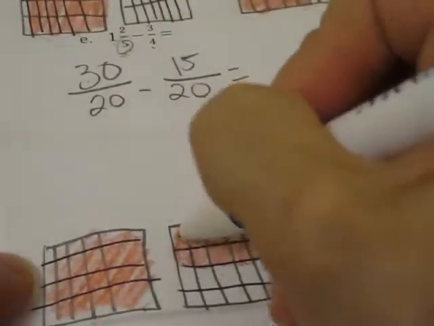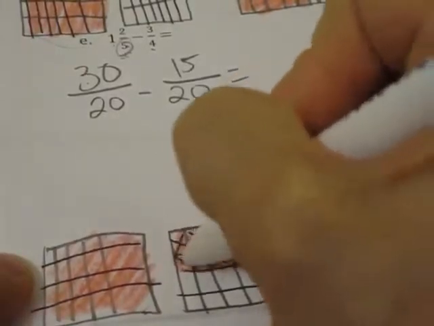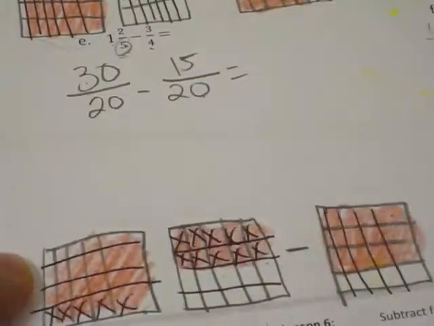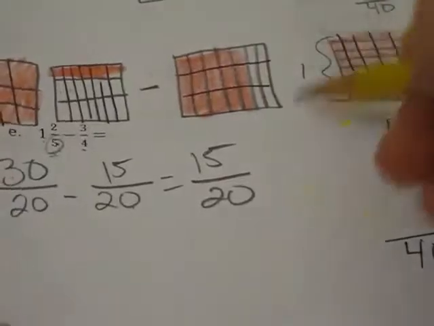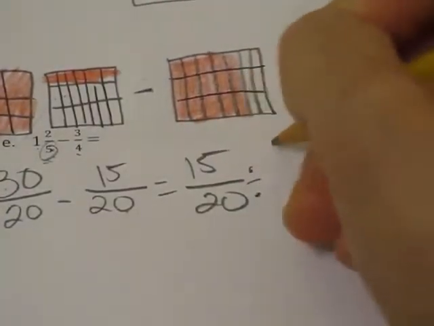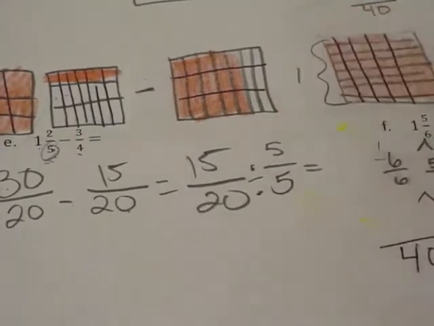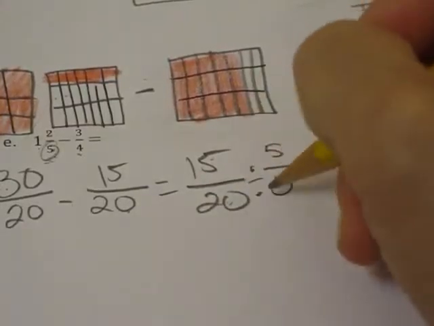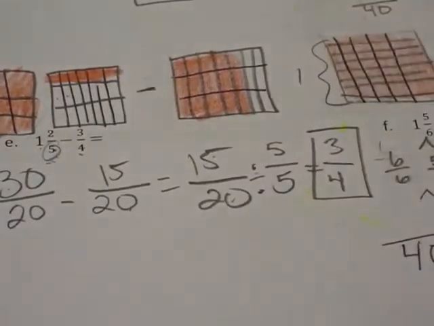I can go ahead and cross them out, or I can just do it this way. But 1, 2, 3, 4, 5, 6, 7, 8, 9, 10, 11, 12, 13, 14, 15, which leaves me with 15 20ths. Well, I know 15 and 20 are both divisible by 5. And 5 over 5 equals 1, so I'm just dividing it technically by 1. 15 divided by 5 is 3. 20 divided by 5 is 4. Therefore, my answer is 3/4.